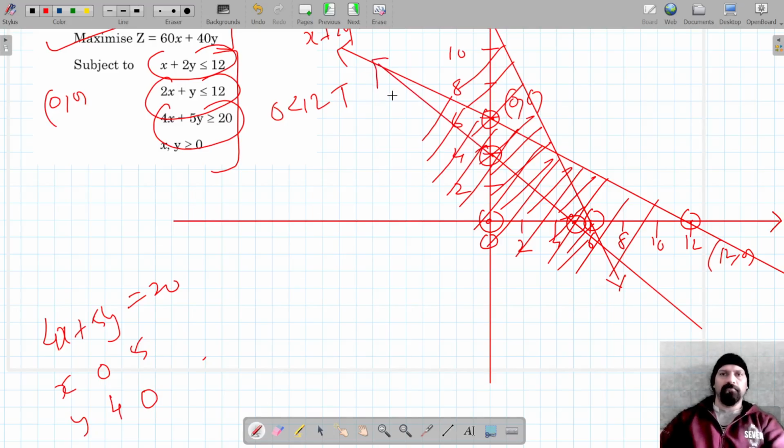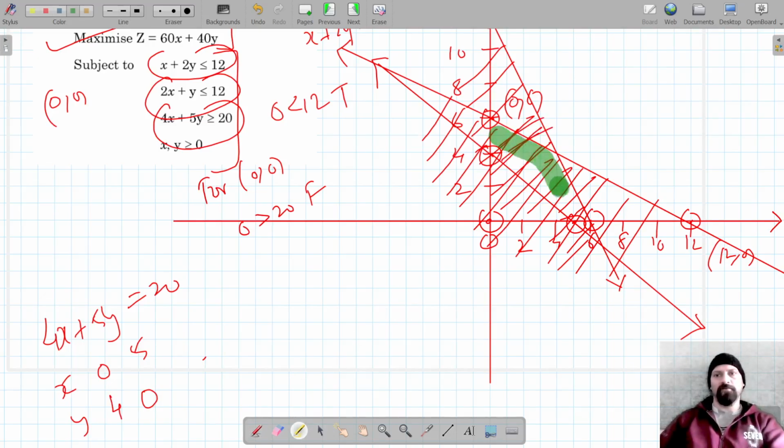And if I find the solution region for this one, if I check this equation for (0, 0), so 0 is greater than 20, which is false. So that means its solution region is away from the origin, and we have our common region. So this is our common region, this one.